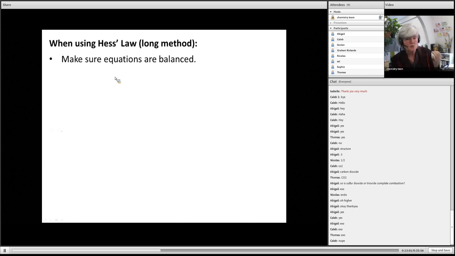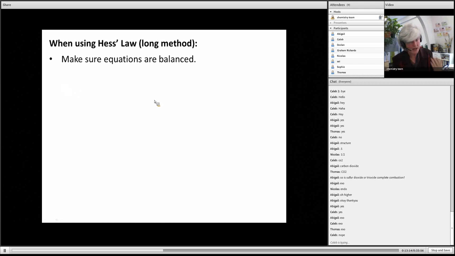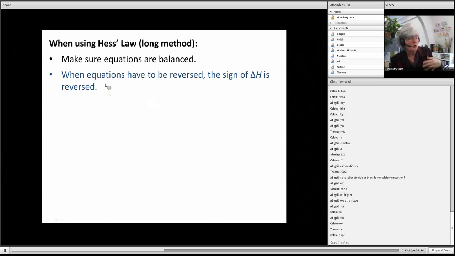So here we have to write out the equations and then check that the equations cancel out correctly, leaving you with the equation you want. So the important thing is make sure the equations are balanced to start off with, because otherwise they're not going to cancel properly. Okay. When you have to reverse the equation, say you wanted some ammonia on the left-hand side, but all the equations are on the right-hand side, then you have to reverse it to make the equation on the left-hand side. And whenever you do reverse the equation, then you reverse the sign.